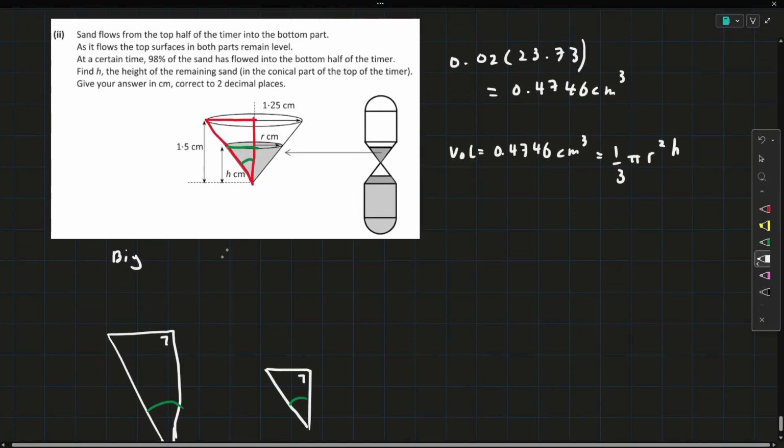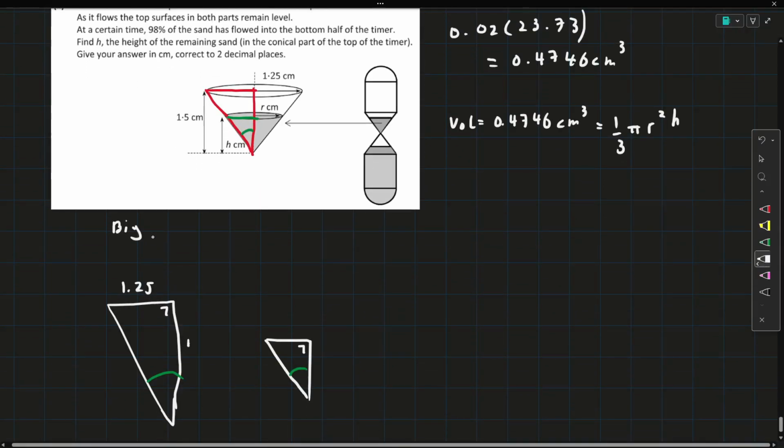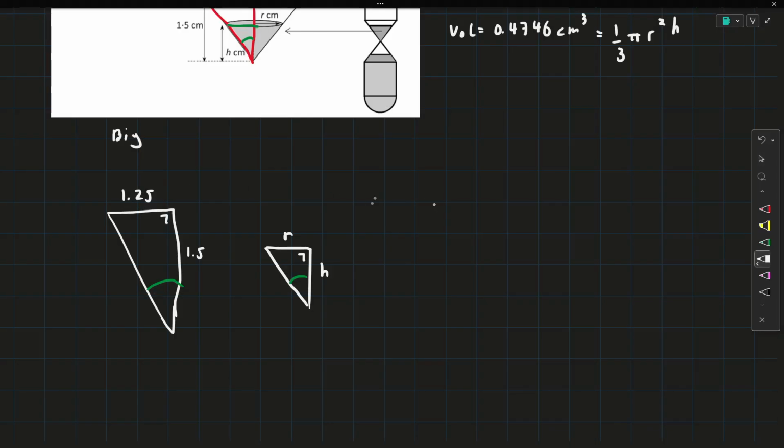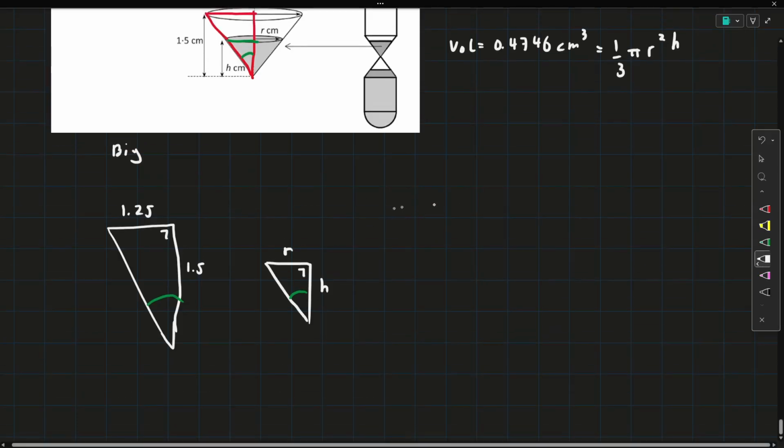So then for this big triangle, the radius here is 1.25, and the height is 1.5. And then for the small triangle, the radius is r and the height is h. Because these are similar triangles, their sides are going to be in ratios to each other. You can also use tan, and it's going to be tan of the same angle, so the ratio of the opposite and the adjacent is going to be the same. That's just another way of thinking about it, but you'd probably think about the similar triangles way. It just makes a little more sense.